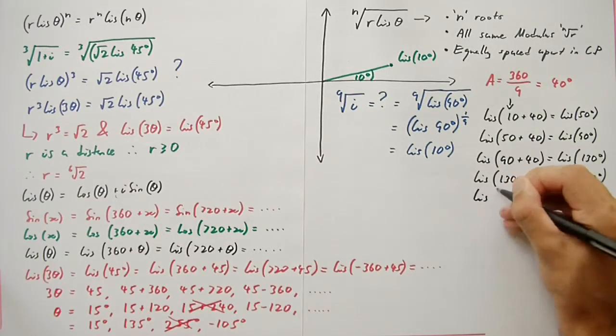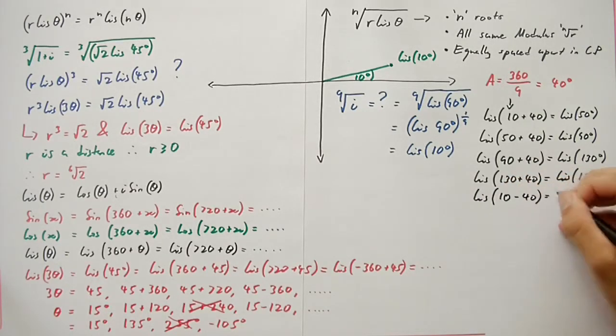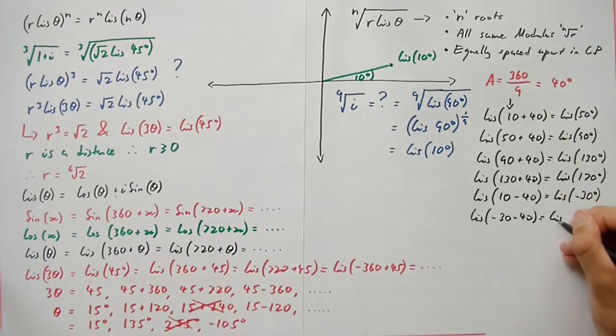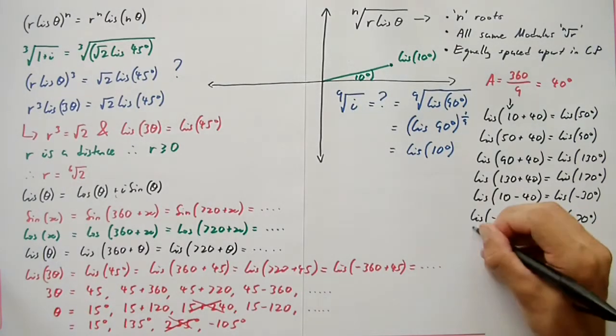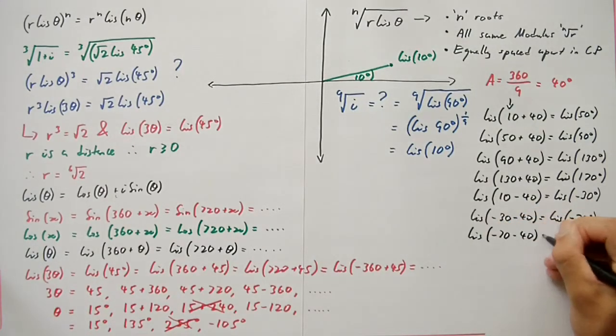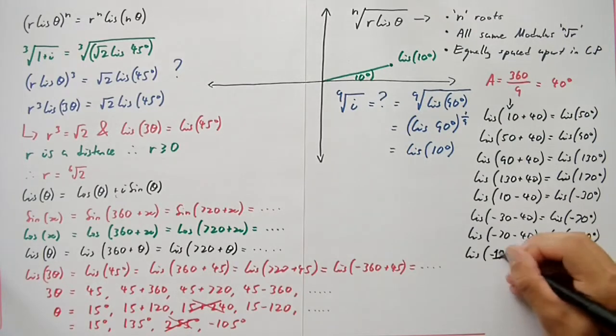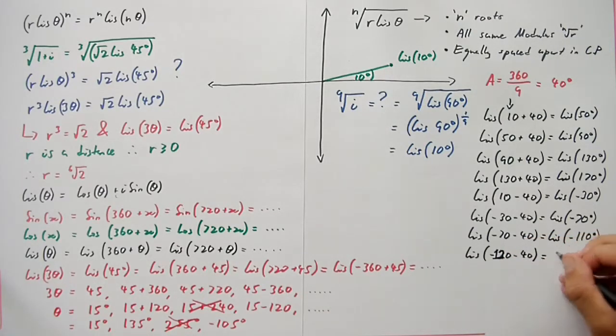So we have cis of 10 minus 40, which is the cis of negative 30 degrees, and now plugging this back in, we get cis of negative 30 minus 40, which is the cis of negative 70 degrees, and again we get cis of negative 70 minus 40, which is the cis of negative 110 degrees, and then we get cis of negative 110 minus 40, which is the cis of negative 150 degrees.